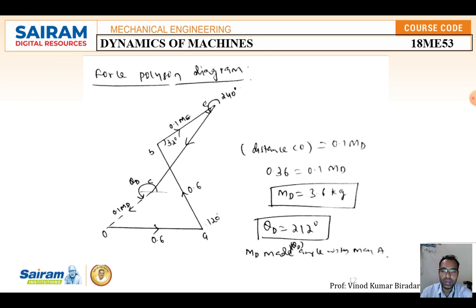Once you close that cycle, you are going to measure the length of C to O, that is the distance of CO, equal to 0.1 md. From this equation you are going to get what? md is equal to 3.6. Again, if you measure with the help of the protractor, you are going to get angle theta d equal to 212 degree. So these md and theta d, me and theta e, if you fix those masses in place of d and e, you are going to get the perfect balance. So this is about the force polygon diagram and couple polygon diagram.